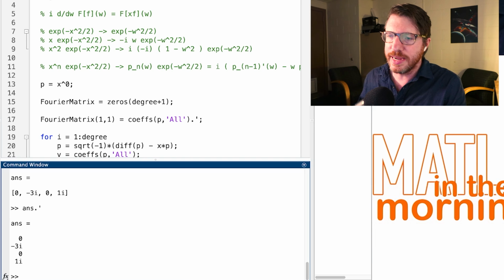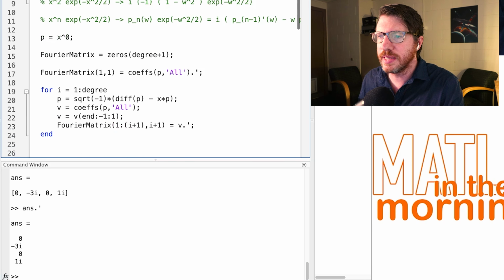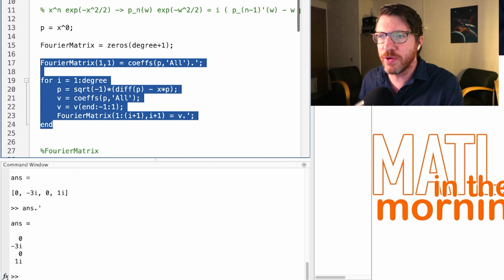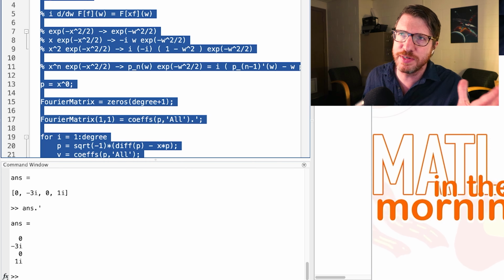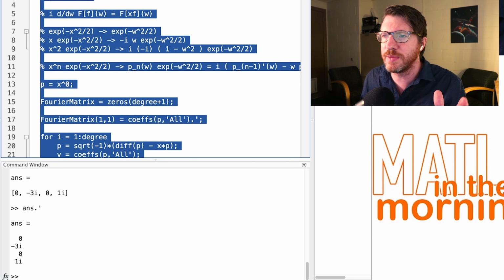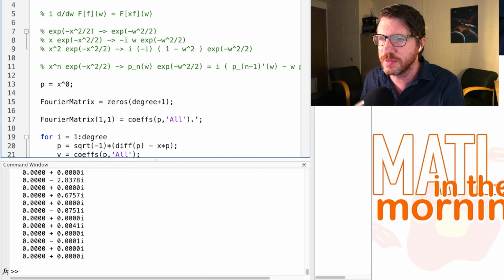And then I do this several times over, to whatever degree I choose. Here I'm going to make my Fourier matrix, and I'm going to keep this to degree 15. It should give me a 15 by 15 or 16 by 16 matrix. Well, let's just change it to 3, so we see what we saw on the board.